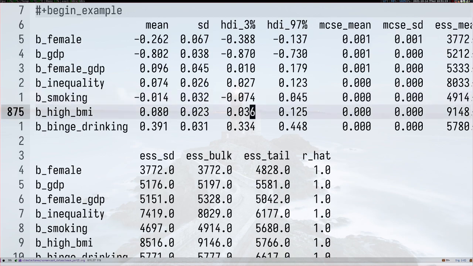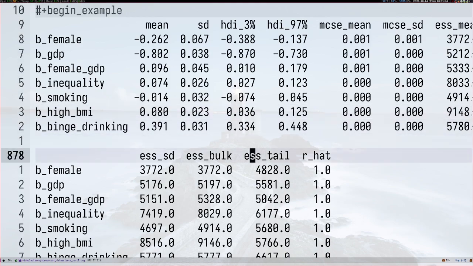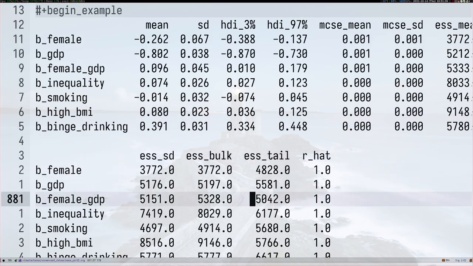This is different with high body mass index and with binge drinking. They both clearly lead to higher mortality. The credibility interval, the 94% interval, is clearly positive for both binge drinking and people with a high body mass index. So that's how we interpret these coefficients.